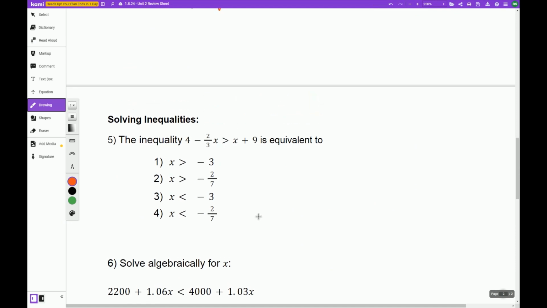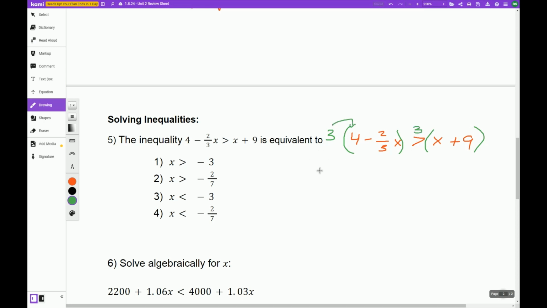Moving on to the next, this is another type of solving inequalities, but this time we have some fractions involved. There's a few ways we could do this, but my favorite way is to try to get rid of the fraction first. So we're going to first rewrite it over here: 4 minus 2 over 3x is greater than x plus 9. My favorite thing to do is to get rid of that fraction, and I don't like fractions at all. So what I could do is multiply everything in the inequality by that denominator. So I'm going to multiply everything by 3 on this side and 3 on this side.